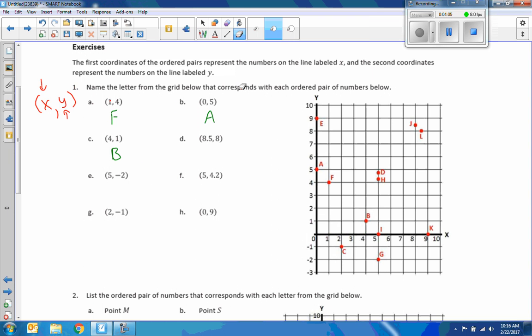Okay. The third, or D, says 8.5, 8. So we start at the origin and go over to 8 and 1/2, and then up 8. Let's try that again. Go over to 8, which is here, and then a half more, halfway between 8 and 9, and then go up to level 8, as you see is here. So that is F.